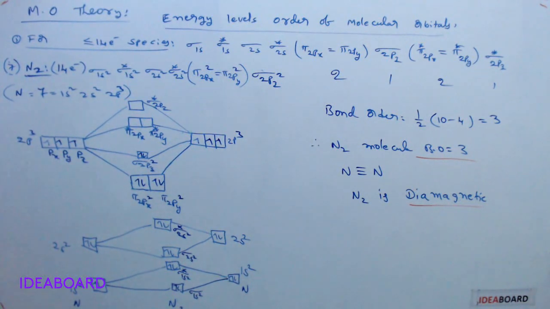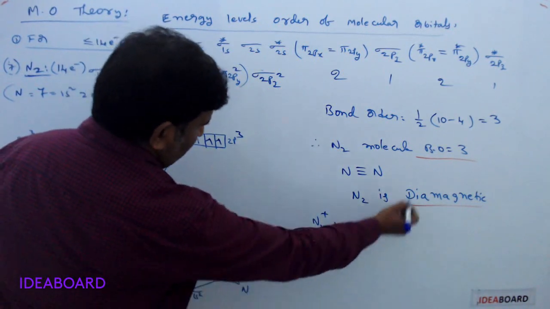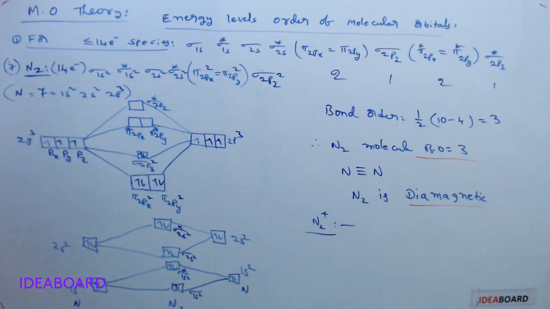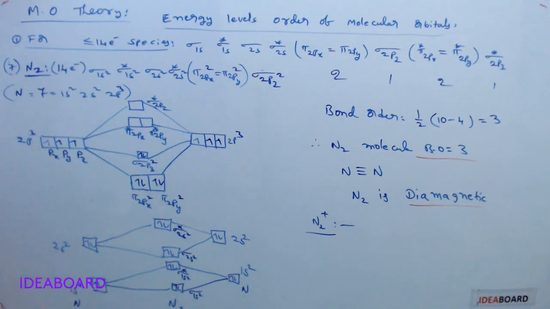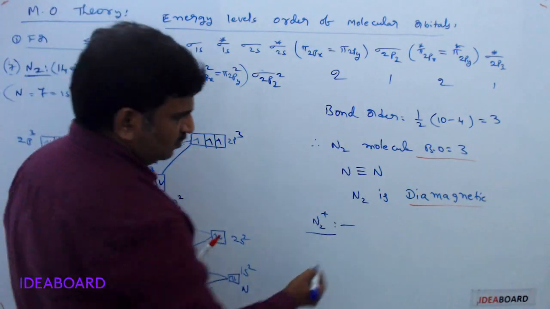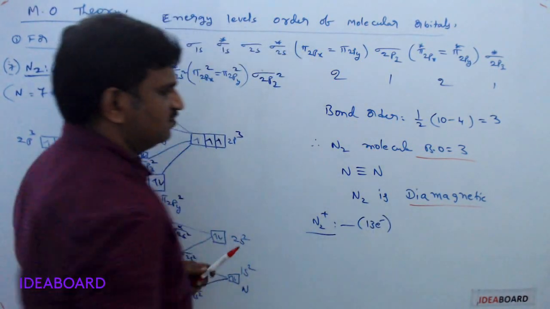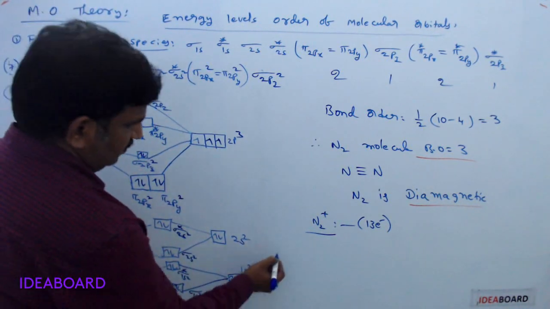We will go through N2 plus. Can anyone give the N2 plus molecule configuration? How many electrons will be present in N2 plus? N2 molecule means 14 electrons. N2 plus means how many electrons? 1 electron is lost now. So it becomes the 13 electron configuration. 13 electron configuration means what is the configuration for N2 plus here?